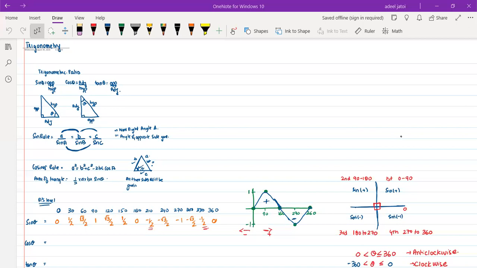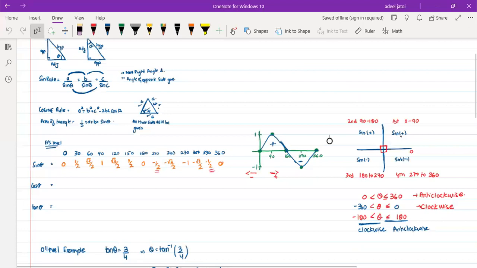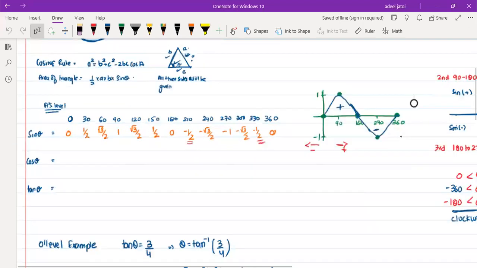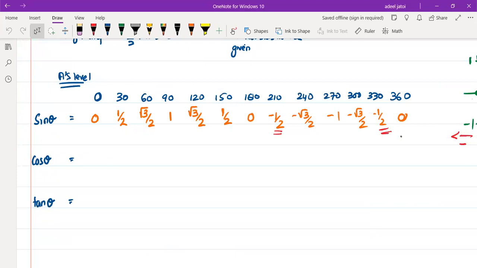So starting off with lecture 2, trigonometry, right? We did sine theta. As we stated, sine 0 is 0, sine 30 is half, sine 60 is under root 3 upon 2, sine 90 is 1, sine 120 is under root 3 upon 2, and the following numbers. Do you agree to this?